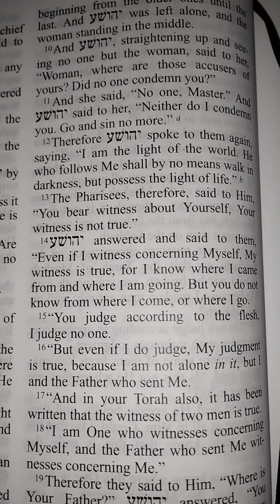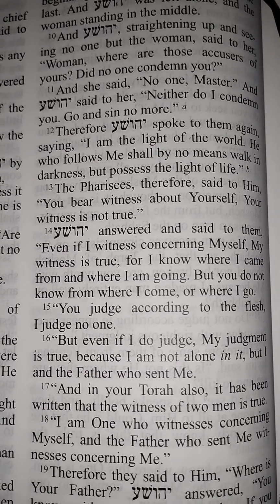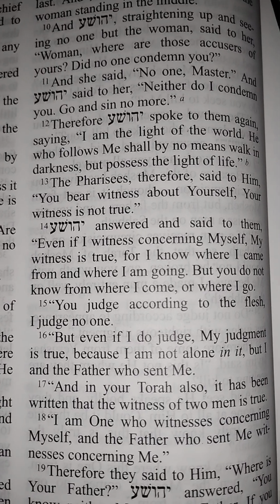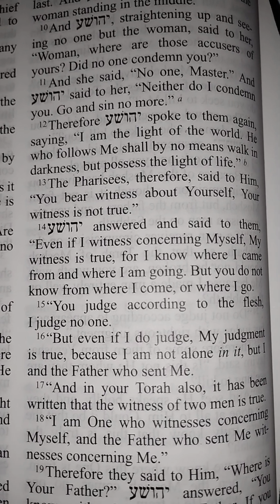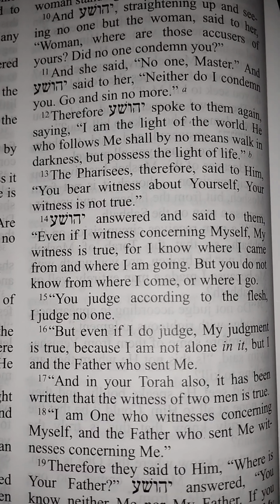The Pharisees therefore said to him, You bear witness about yourself, your witness is not true. Yeshua answered and said to them, Even if I witness concerning myself, my witness is true, for I know where I came from and where I am going. But you do not know where I come from or where I go. You judge according to the flesh.